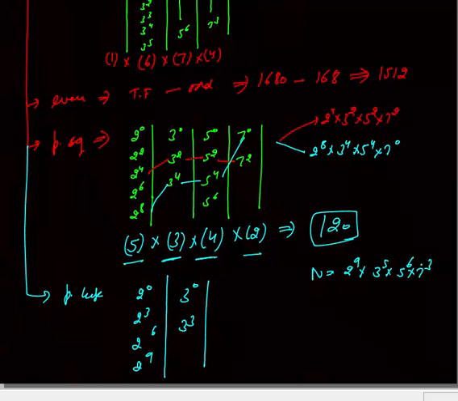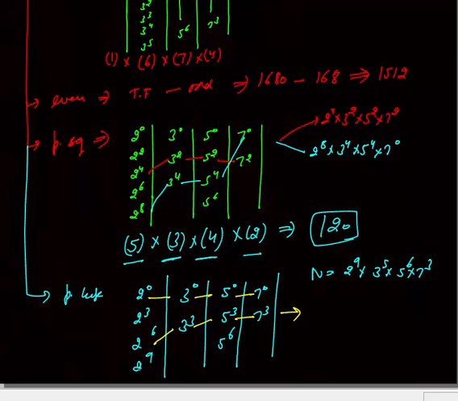So from the 3 side, this would be 3 power 3 only. From the 5 side, 5 power 0, 5 cube and 5 power 6 will be there, and 7 power 0 and 7 cube will be there. Now if you take any combination and multiply it, you will always get a perfect cube. 2 power 6 into this is also a perfect cube. 2 power 0 into 3 power 0 into 5 power 0 into 7 power 0 is also a perfect cube.